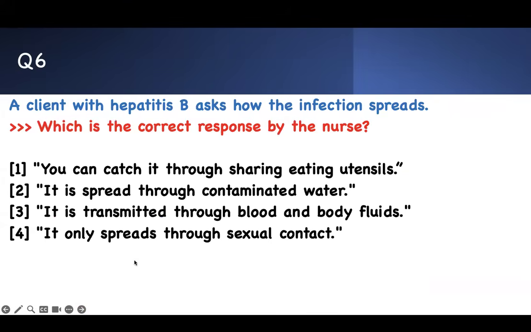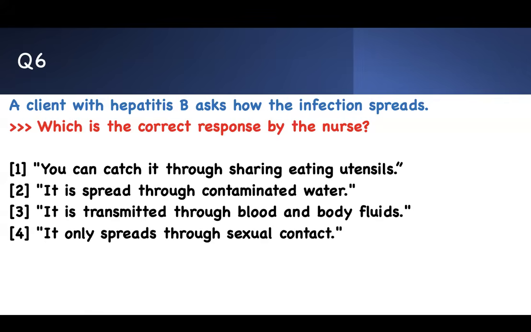The client with hepatitis B asks how the infection spreads. What is the correct response by the nurse? It's contact-based. Hep B means body fluid. That's all. Pick an answer choice that says body fluid. You can catch it through sharing eating utensils. Utensils is not body fluid.